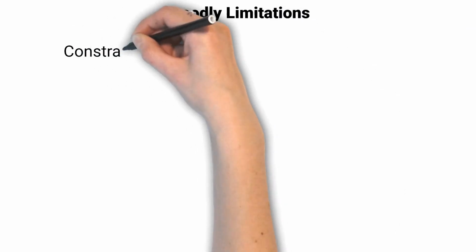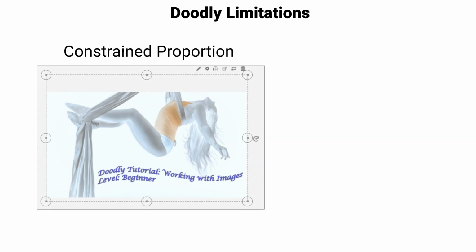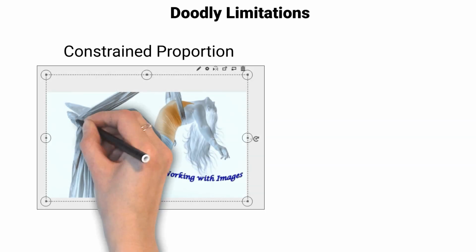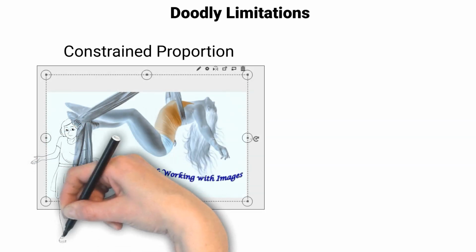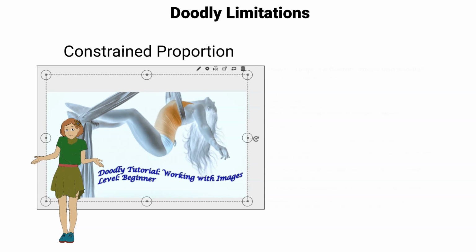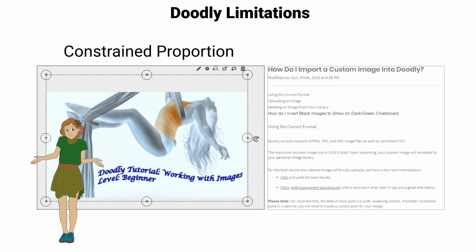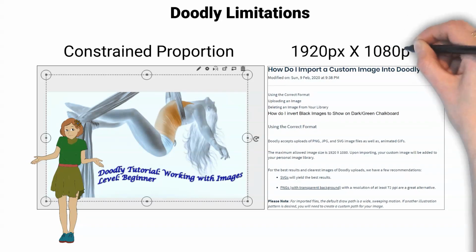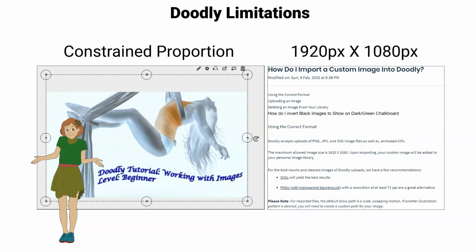Doodly uses a constrained proportion resizing method, so we cannot resize a single side of an image or asset without affecting the other sides. And according to a Doodly article from February 2020, the maximum allowed image size that can be utilized within Doodly is 1920 by 1080. Now this would make sense since the software currently only supports 1080p video at its maximum size.